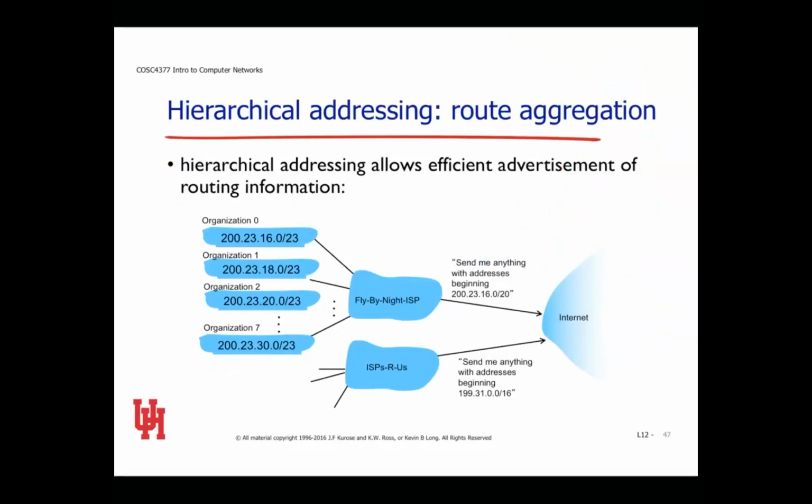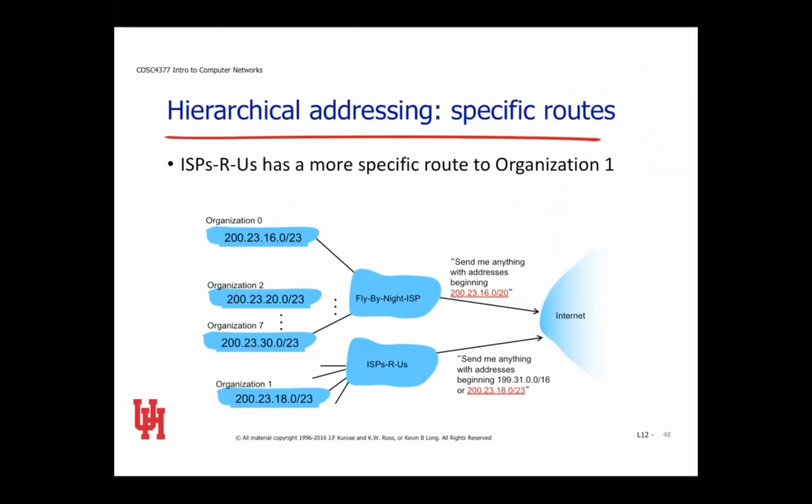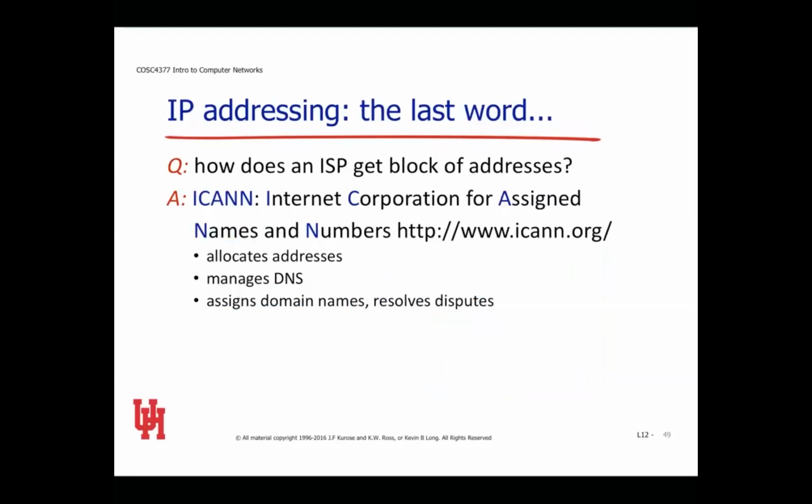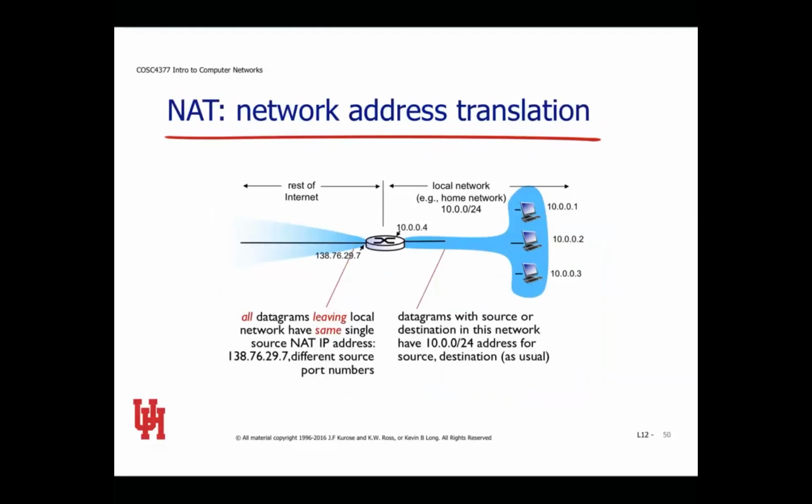So things are very elegant. You can group these together. If somebody leaves, then it causes you a little bit of a problem. While all these are together, you can advertise to the world that I have this entire block of /20s. If somebody moves around, it's going to complicate things a little bit for you as well. So ICANN hands these numbers out.